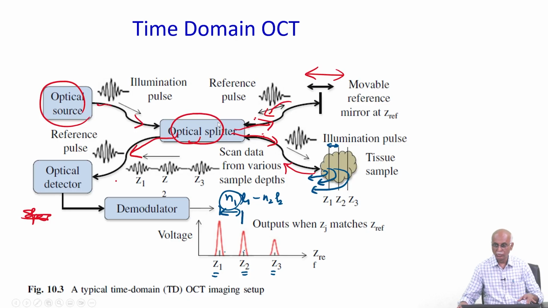Okay. So, we will continue from this class. In the last class we talked about time domain OCT, then frequency domain OCT. So, the same configuration which we had just seen in terms of free space diagrams.